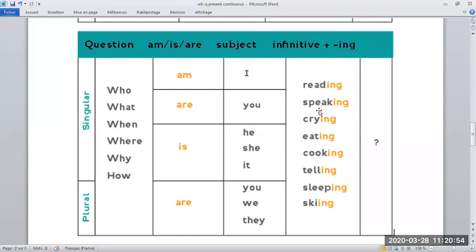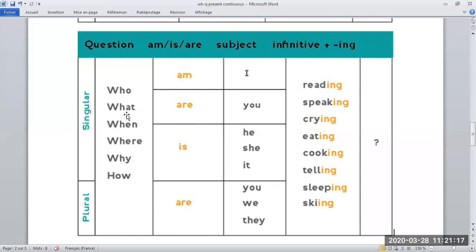Then we have speaking. So we can ask, when are you speaking? Or we can say, who are you speaking with? غنزيدو with, يعني مع من كتهضر. Who are you speaking to? Sorry, who are you speaking to?